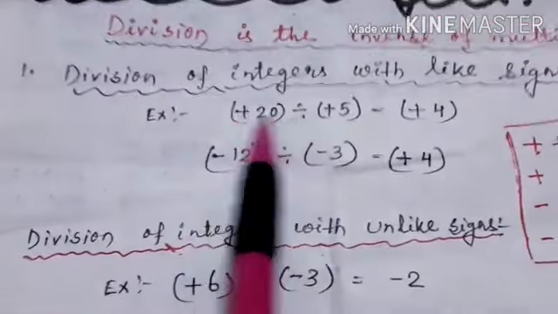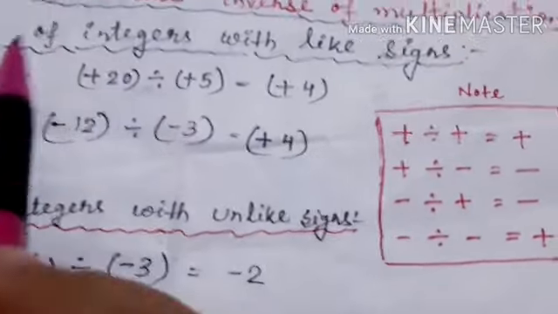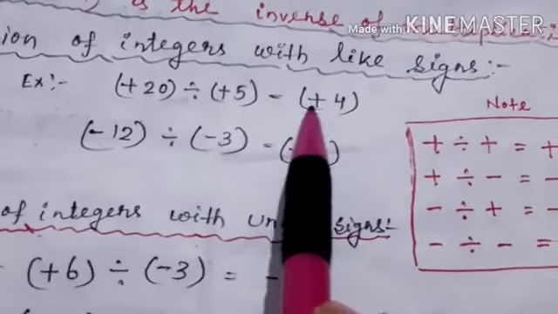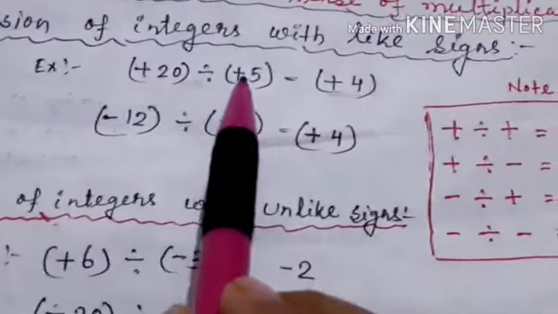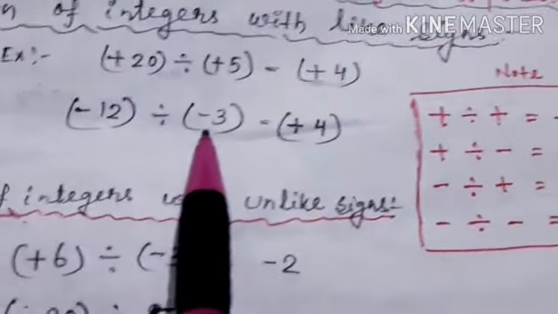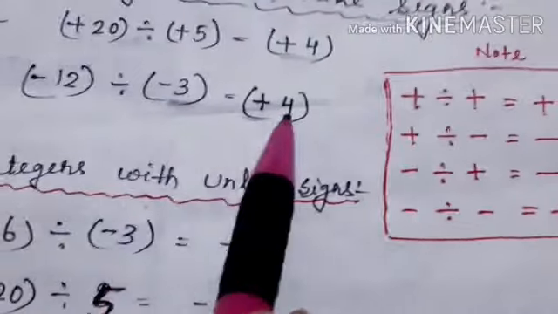Okay. Now go to the division of integers with like signs. Like signs means you divide plus with plus and minus with minus. What will you get? For example, plus 20 divided by plus 5. What will you get? The answer is plus 4, because 5 4s are 20. Minus 12 divided by minus 3. What will be the answer? The answer will be plus 4, because minus 3 into plus 4 is equal to minus 12.